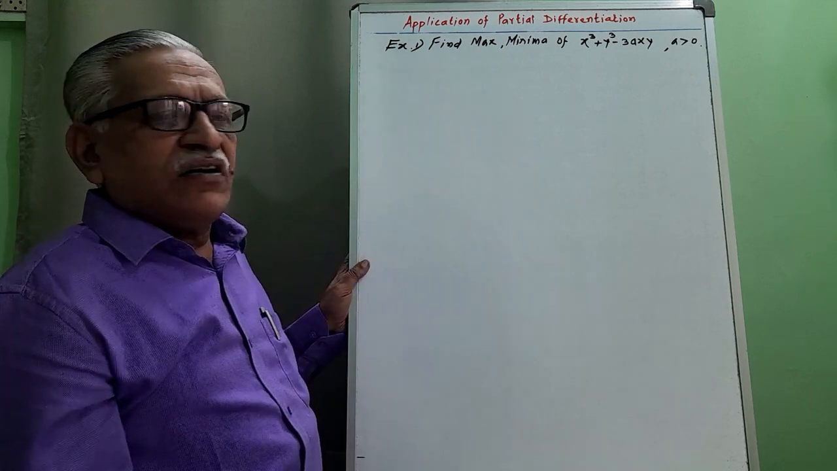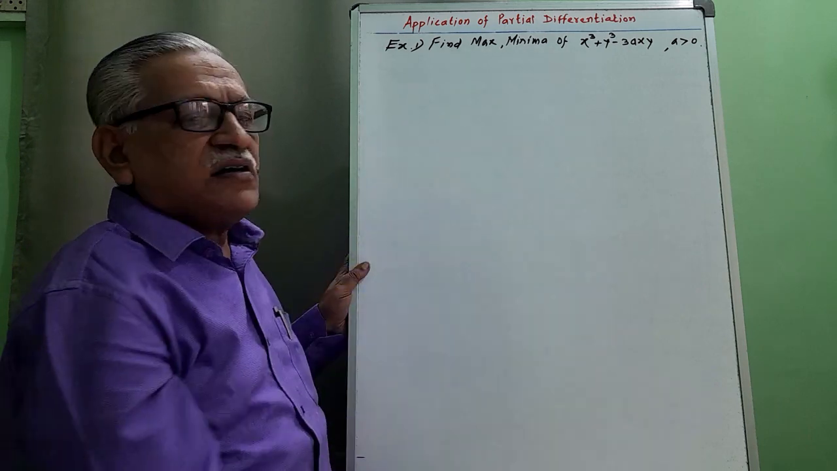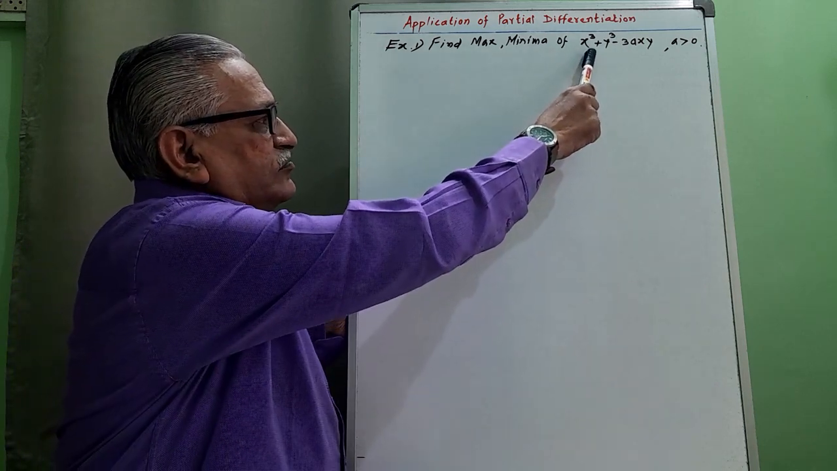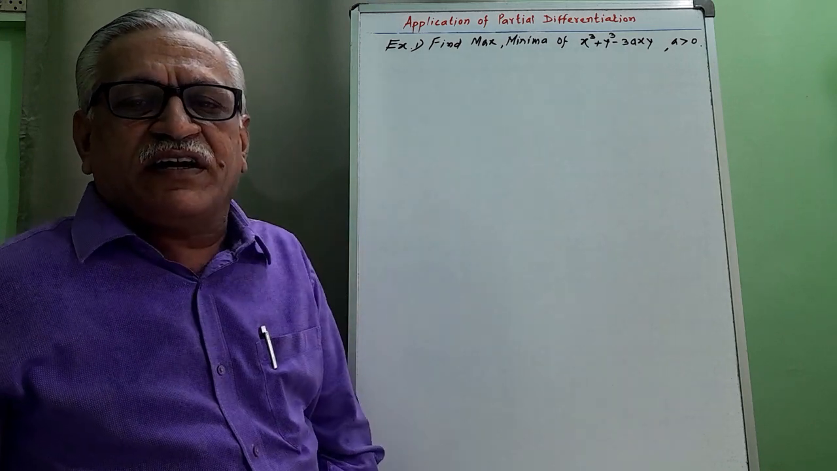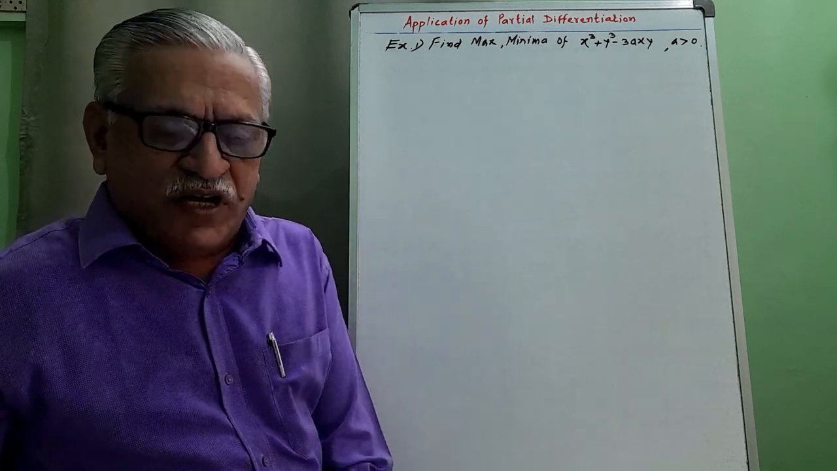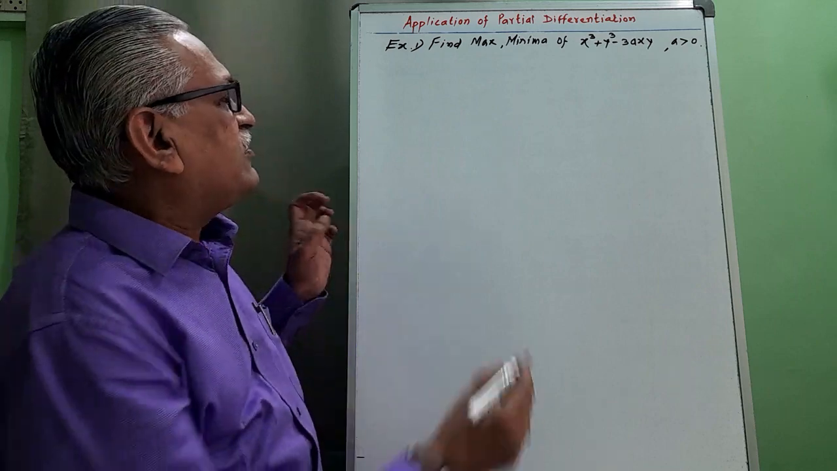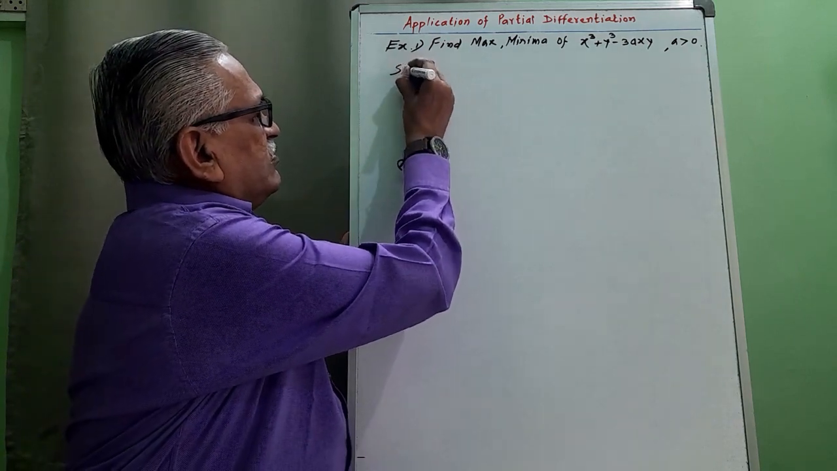Example number 1: find maxima and minima of x cube plus y cube minus 3axy, with the condition a greater than 0, which means a is positive. And therefore, to determine the maxima and minima, we apply the procedure.